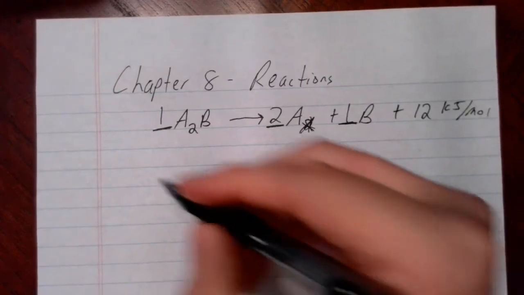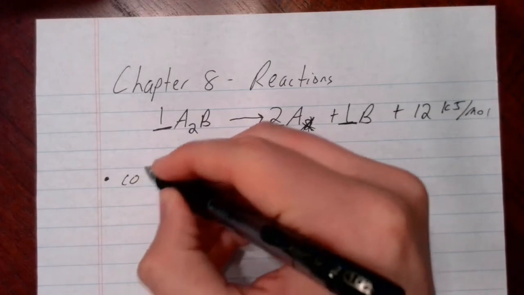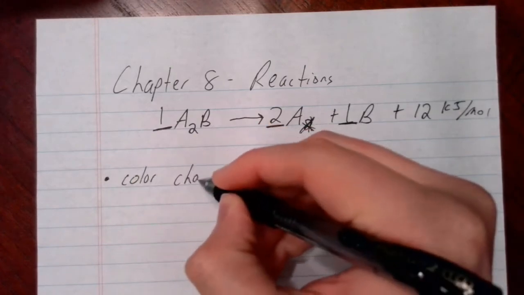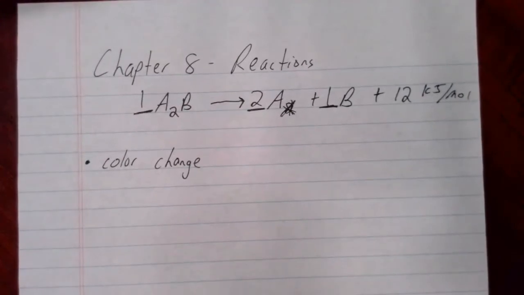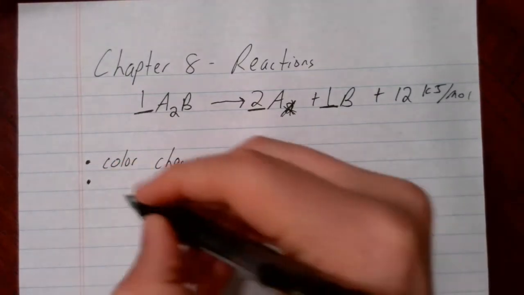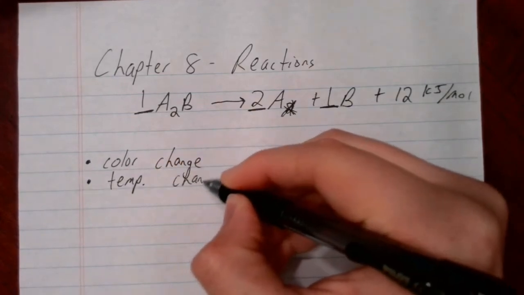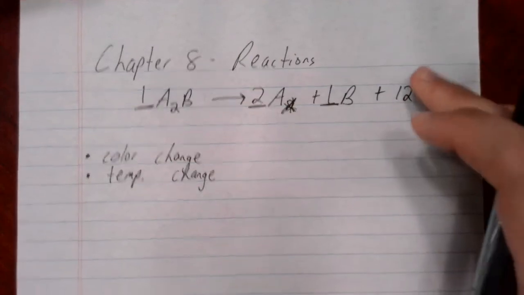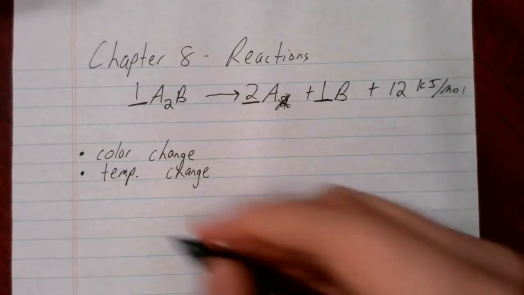The first way that we can detect a chemical reaction has occurred is a color change. So if you mix together two clear liquids and they turn bright blue, you can probably guess some type of chemical reaction occurred there. The second way we detect a chemical reaction is a temperature change. So if you mix two things together and they heat up or cool down, you can guess some type of chemical reaction occurred there.